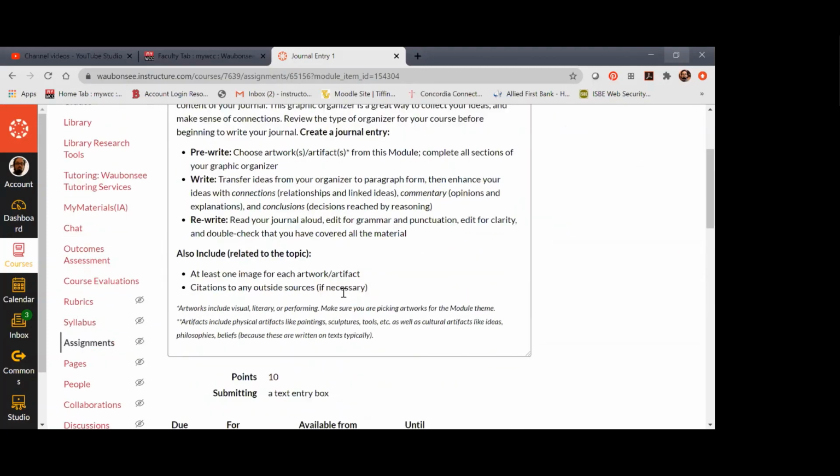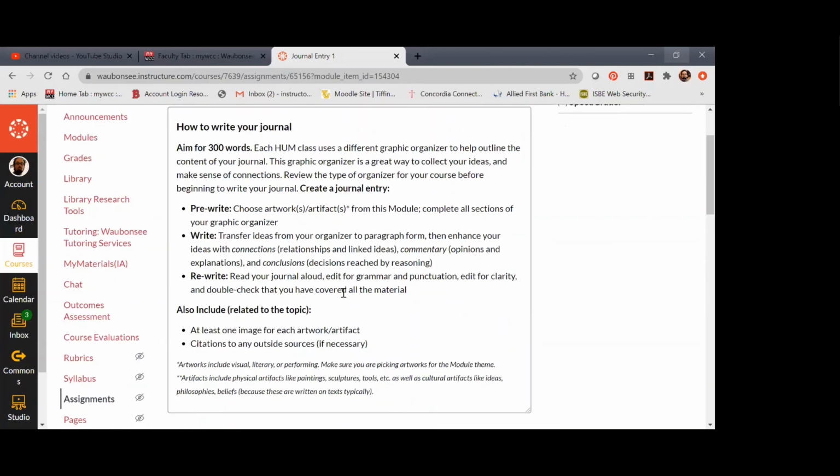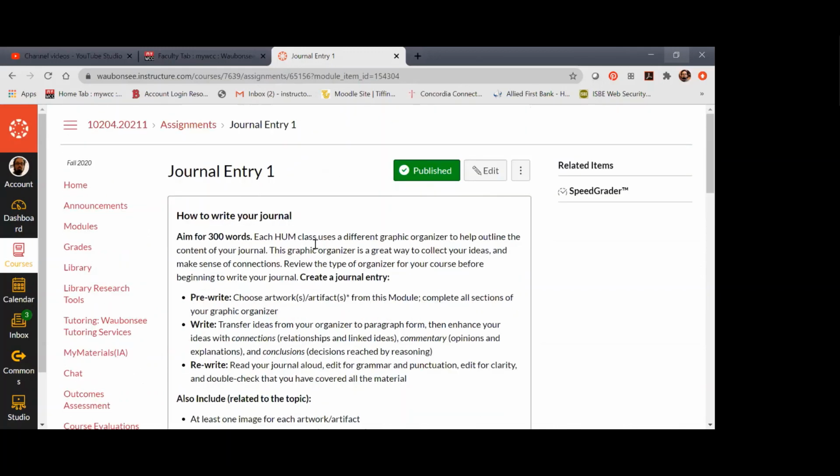okay? So you start with this object or artifact out of the text. You go through the graphic organizer to outline your thoughts. Then you're going to write that up in a formal essay, pre-write, write, and rewrite, and then submit. There'll be more information coming on about your journal topics and choices in the weeks to come, so be on the lookout for those.